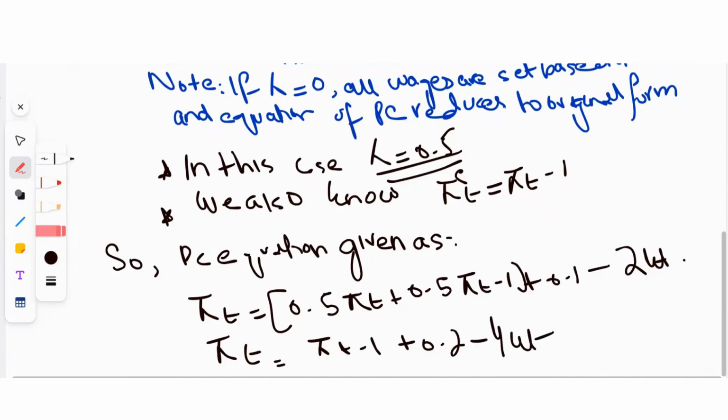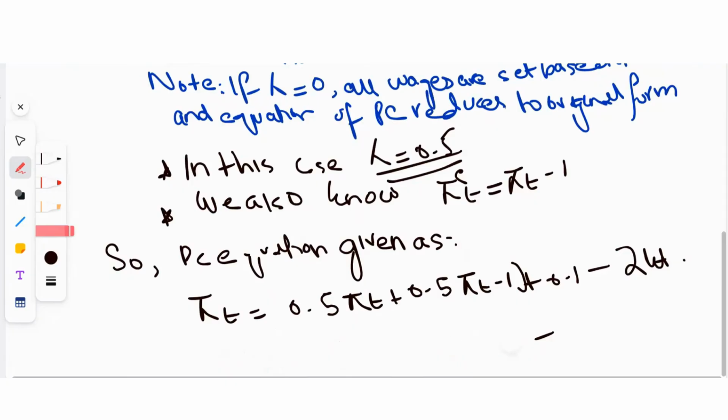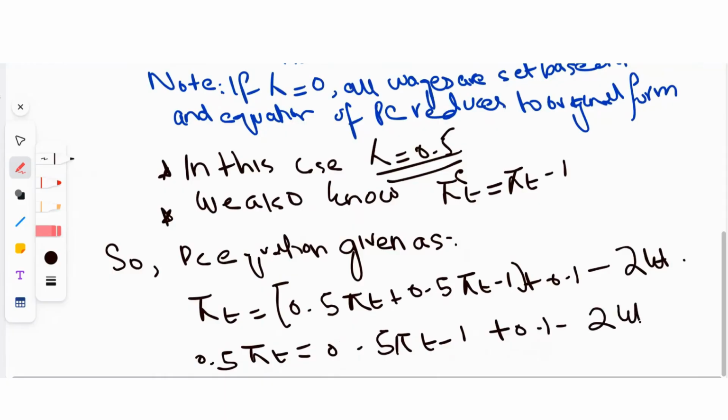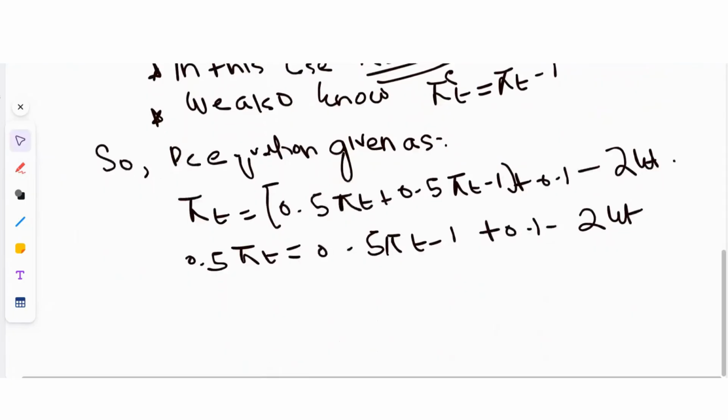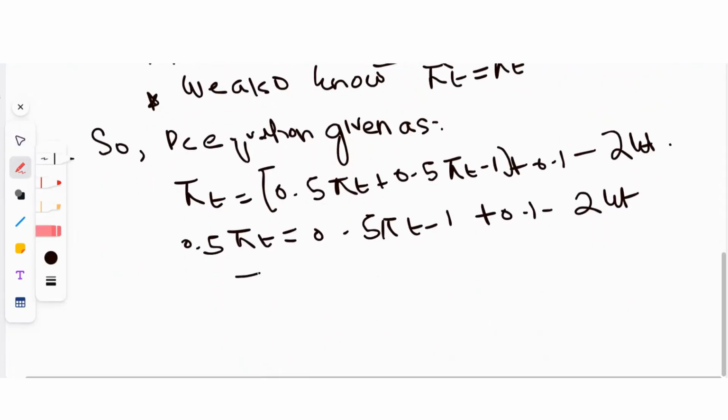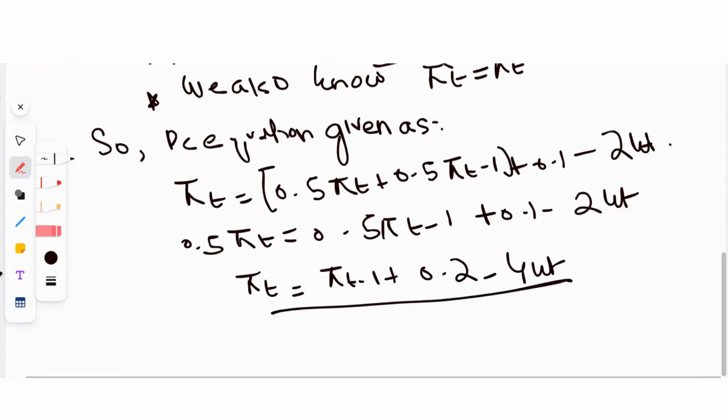Let's see how we get there in detail. If we do this step by step, this becomes 0.5 pi t equals 0.5 pi t minus 1 plus 0.1 minus 2 ut. Then we divide both sides by 0.5. So this becomes pi t equals pi t minus 1, and dividing both sides by 0.5 simply gives plus 0.2 minus 4 ut. So this is the new PC equation under wage indexation.